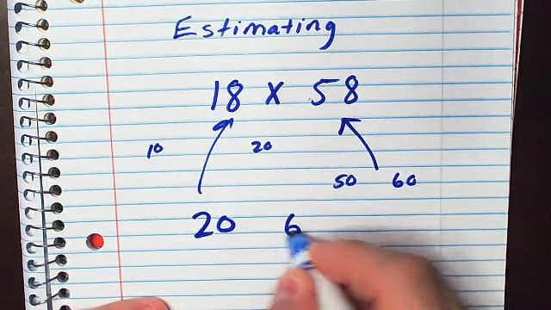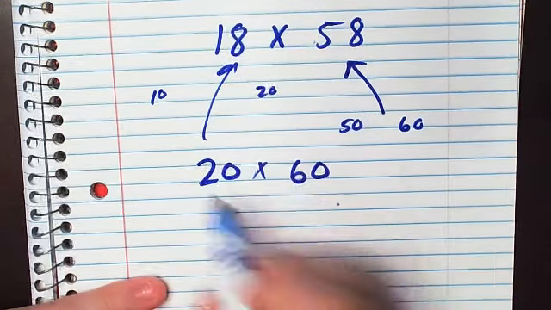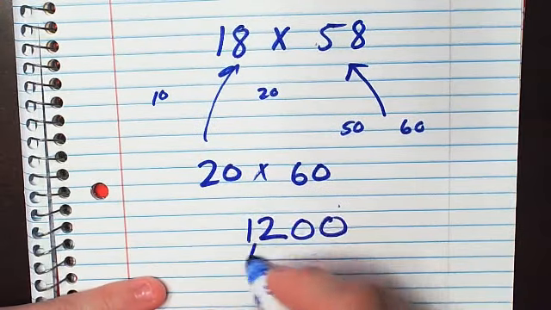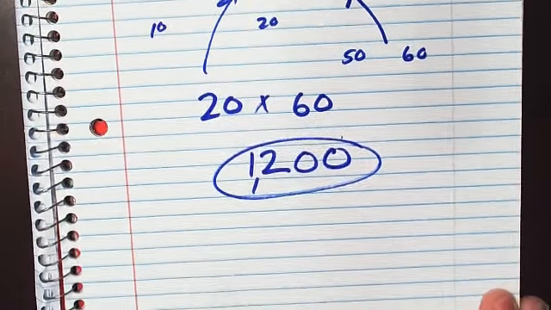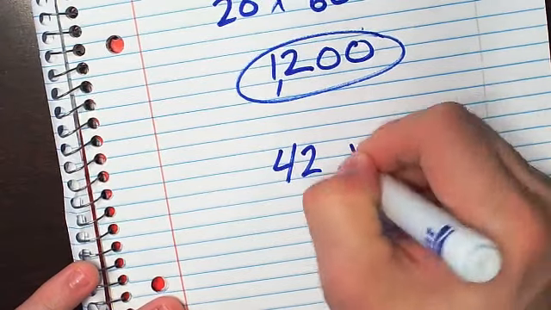Then you look at this one. Is that close to 50 or is it close to 60? Well, 58 is pretty close over here, so that would be 60. Then you do the strategy that I just showed you. You do your mental math. 2 times 6 is 12. Count the zeros, 2 zeros, done.